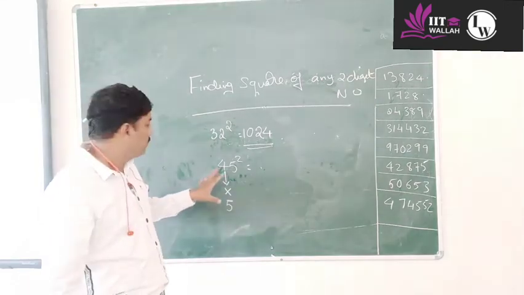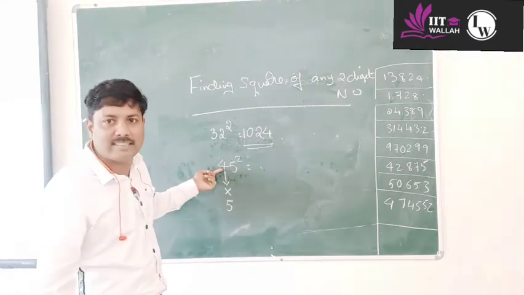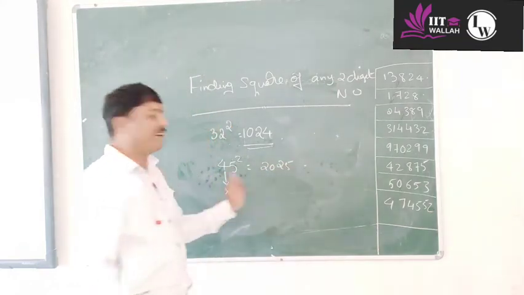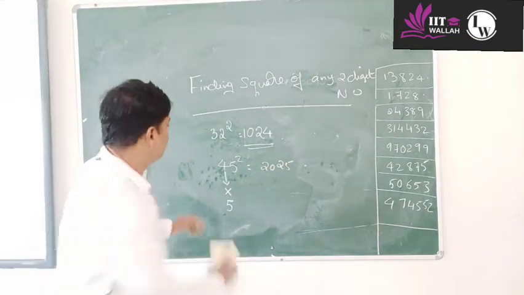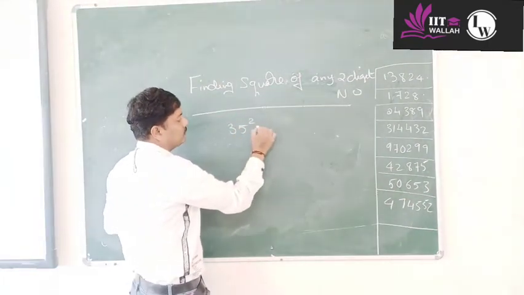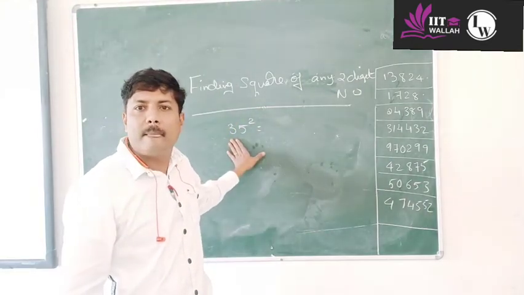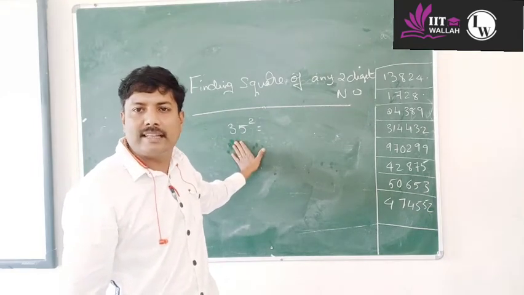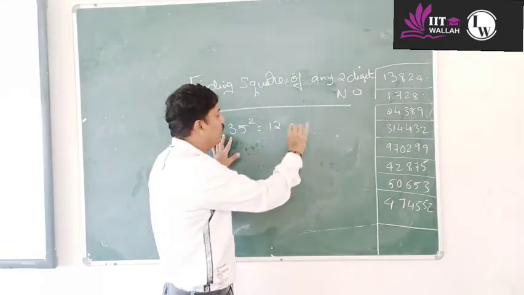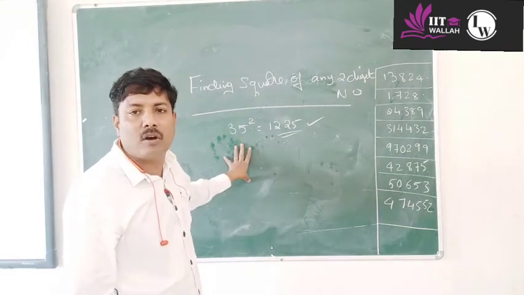For example, we want to find 45 square. So first you multiply 4 with the successor. 4 into 5, 20. And last you write 25. See, in 1 second you will get the answer. Suppose the number is 35. What do we need to do first? First you multiply this 3 with its successor. 3's successor is 4. So 4 3s are 12. And you write 25 directly. 1225. This is the square of 35.